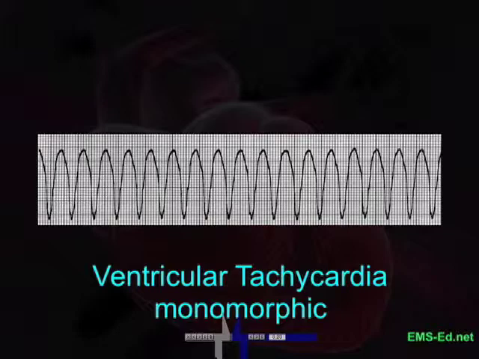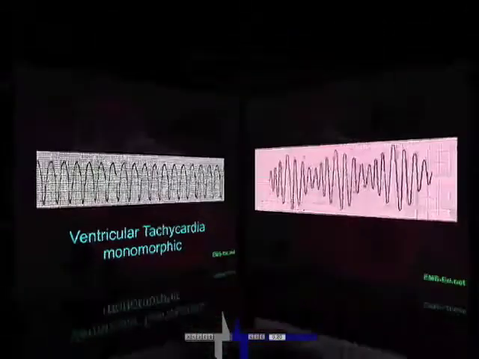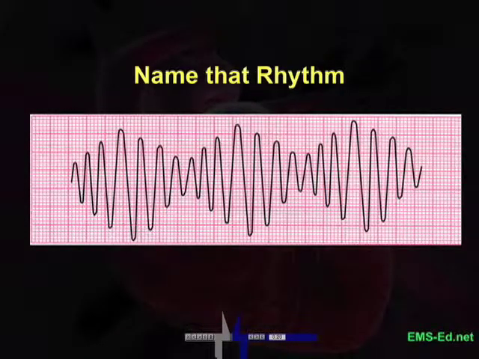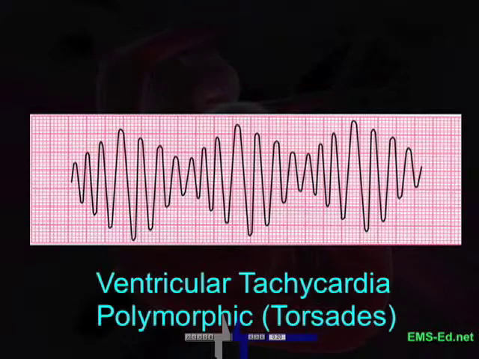Let's look at something similar, but not exactly the same. This looks like the last strip in two respects. It's fast and it's wide, but they're not all the same shape. Vtach, but polymorphic, many shapes, not one. Typically occurs in non-sustained bursts, and we see prolonged QT intervals during breaks in the rhythm. This is not to be treated as standard vtach. Slow administration of magnesium sulfate, 1 to 2 grams, or 150 milligrams of amiodarone may be recommended.